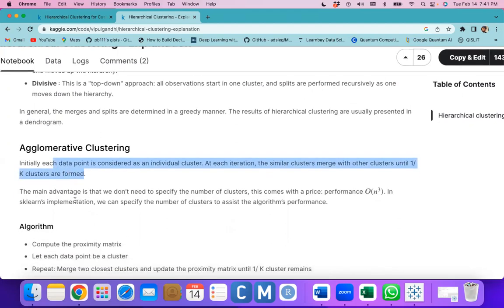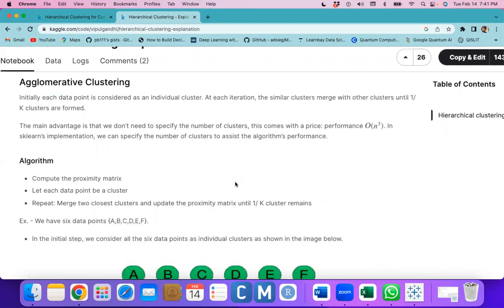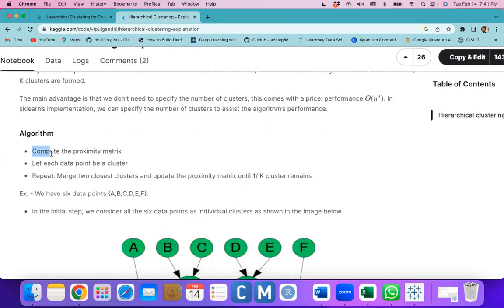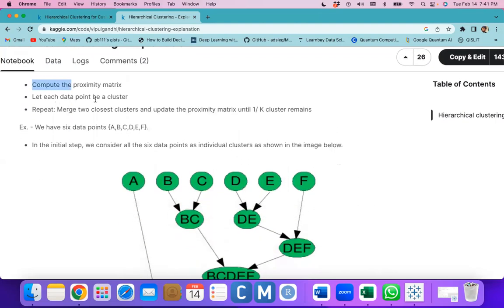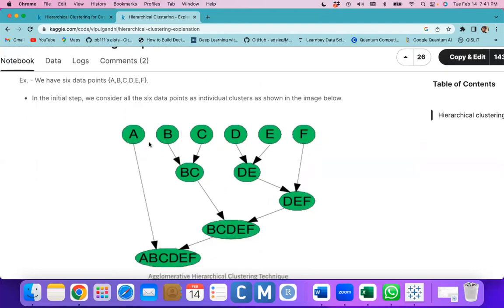The main advantage is that we don't need to specify the number of clusters before we build it. This comes with a price in performance, so in the scikit-learn implementation we can specify the number of clusters to assist the algorithm's performance. The algorithm is: compute the proximity matrix, consider each data point a cluster, and repeat merging the closest clusters until one or k clusters are formed. Clear? This is a small example.